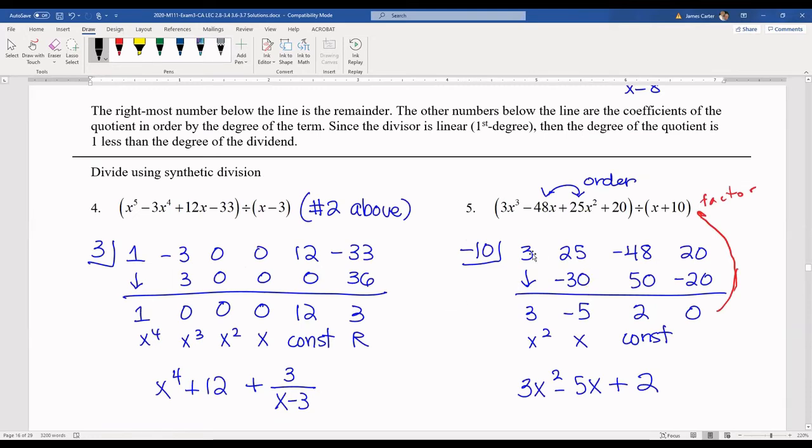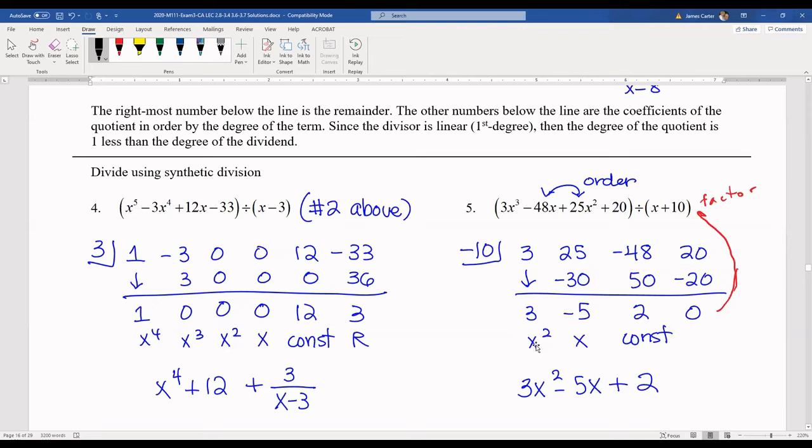All right, so let's go on. We're going to divide by negative 10, the 0. They have 2 out of order. We've got to put these in the correct order. These have to be in descending order. Bring down the 3, multiply, add. Multiply, add. Multiply, and a 0. So x plus 10 is a factor of this.